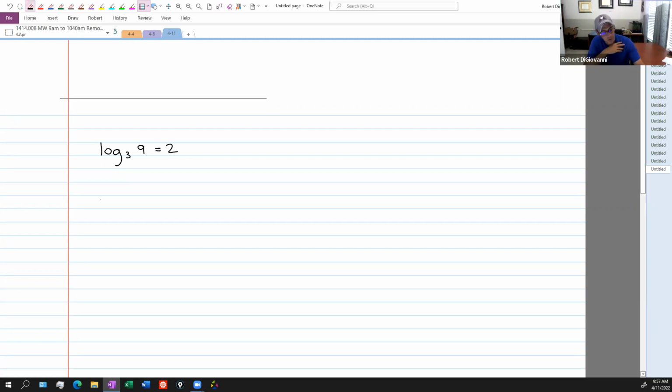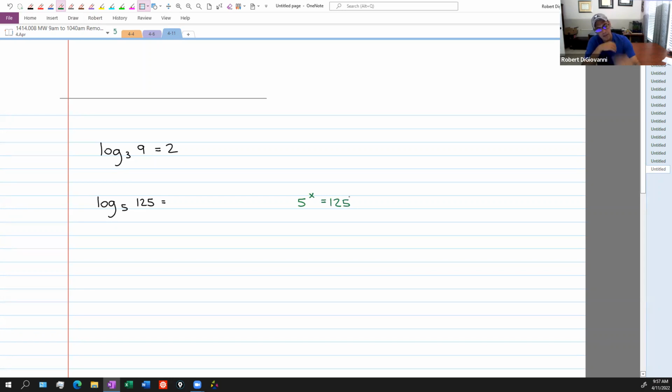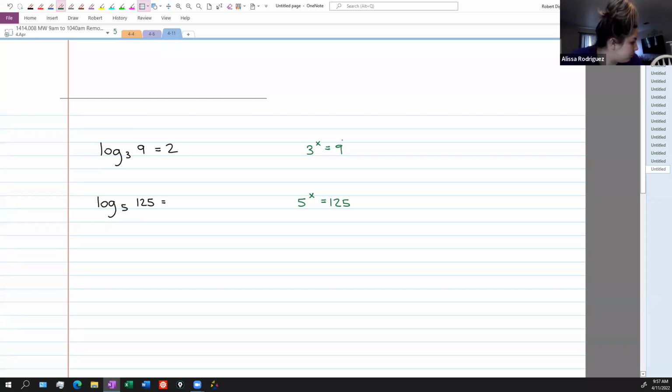All right. Let's do another one. Log base 5 of 125. Somebody tell me what the question is that this is asking. 5 to what power is 125? Can you think of what that is? Careful. So you're saying 5 raised to what power, let's call it x, equals 125. And on the one up here, weren't you asking 3 raised to what power is 9? It should be 3, because we have 5 to the third power is 125.